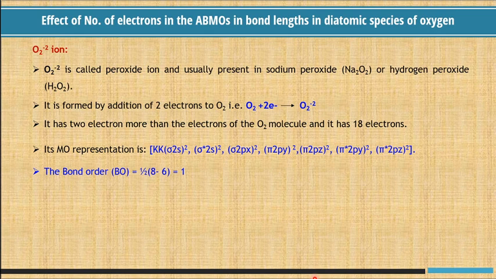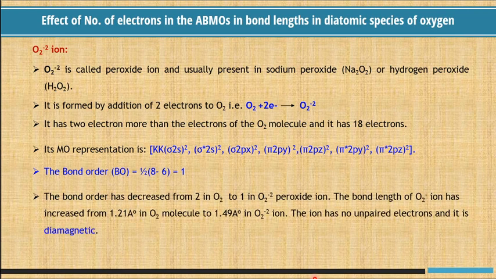The bond order can be calculated as 1/2 into bracket 8 minus 6, that is equal to 1. The bond order has decreased from 2 in oxygen to 1 in the O2 2 minus peroxide ion. The bond length of the O2 2 minus ion has increased from 1.21 angstrom in the oxygen molecule to 1.49 angstrom in the O2 2 minus ion. The ion has no unpaired electrons, hence it is diamagnetic in nature.